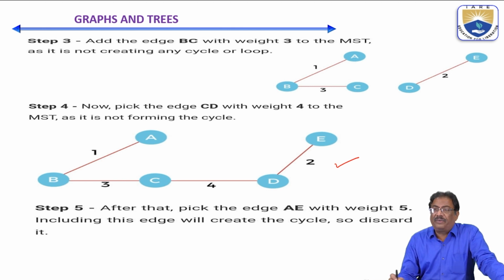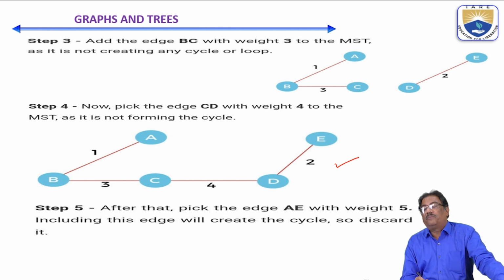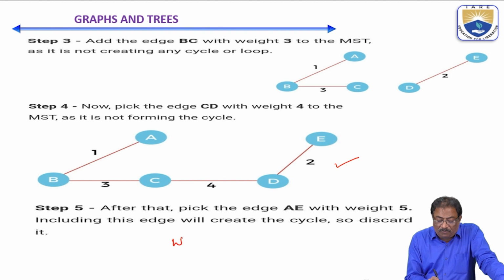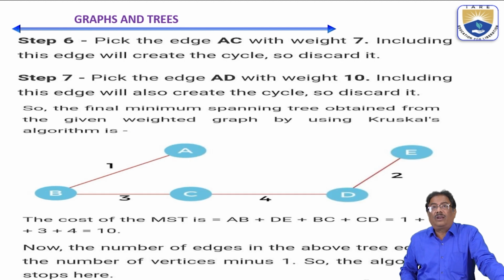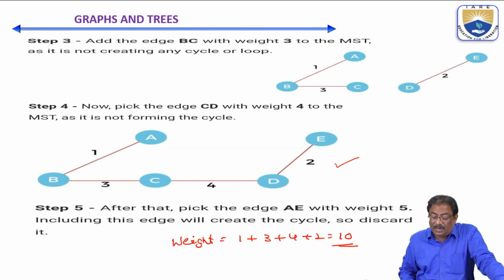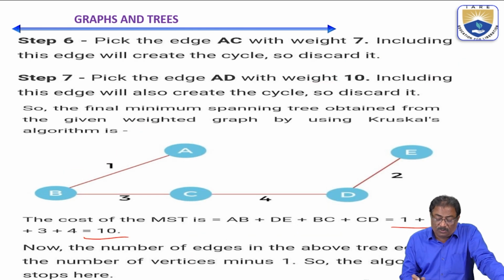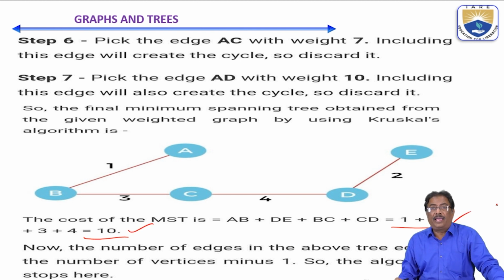So this is the way that we are going to find the spanning tree and we are going to find what is the minimum weight of this spanning tree. The minimum weight of the spanning tree is 1 plus 3 plus 4 plus 2. So it is nothing but 10. So 10 is the minimum weight of this spanning tree. So like this, we have to find out the minimal spanning tree. This way, we are going to apply Kruskal's algorithm.